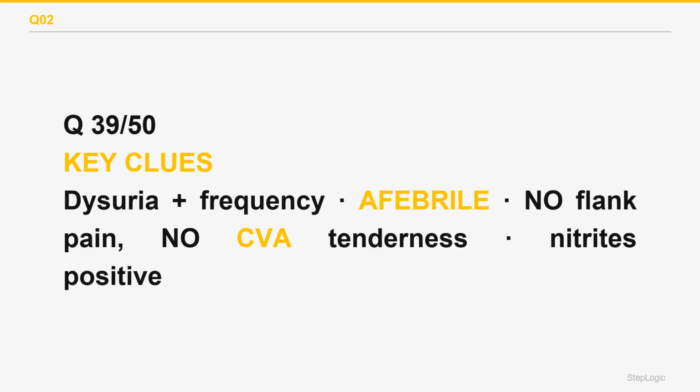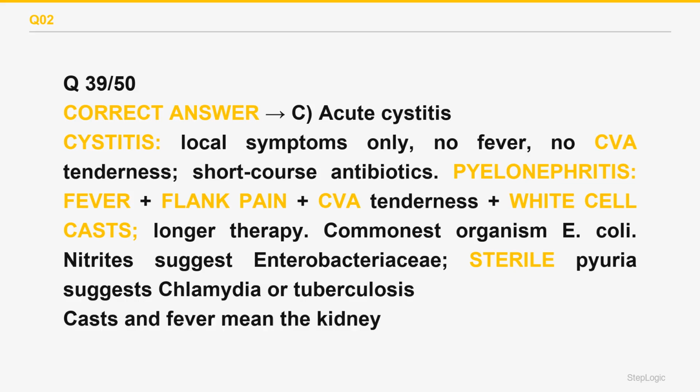Acute cystitis is confined to the bladder, so symptoms are local: dysuria, frequency, urgency, and suprapubic discomfort without fever or systemic upset. Acute pyelonephritis involves the renal parenchyma, so it adds fever, chills, flank pain, and costovertebral angle tenderness, and its urinalysis characteristically shows white cell casts, which arise only in the kidney. Their absence, together with the afebrile state, places this infection in the bladder and excludes choice A. Positive nitrites indicate a nitrate-reducing organism, most often Escherichia coli. The correct answer is C.